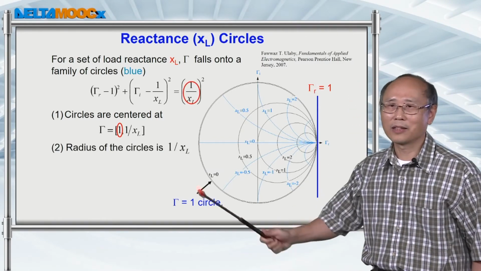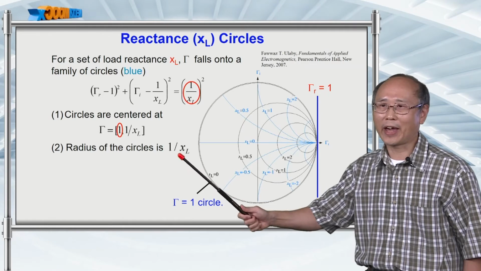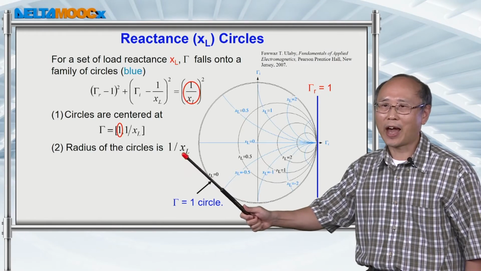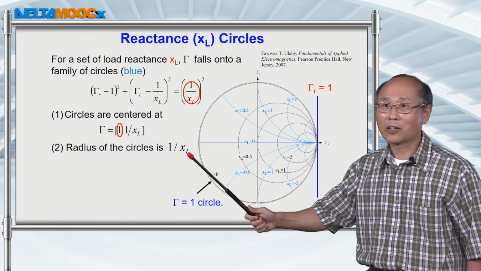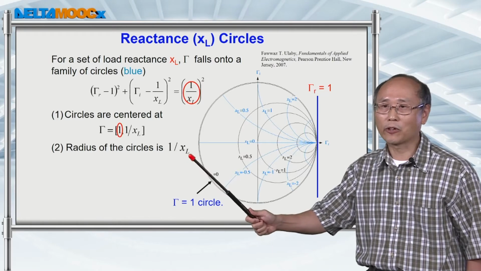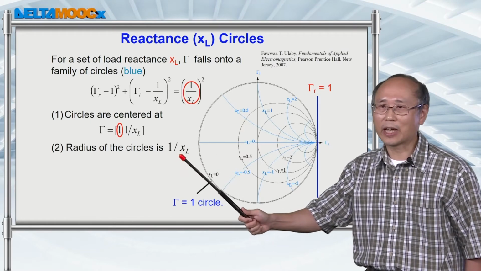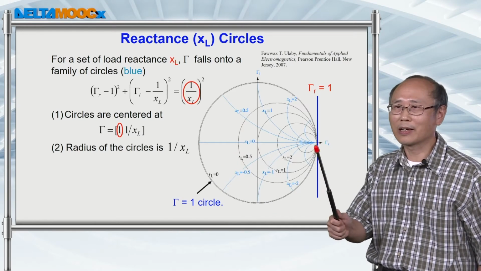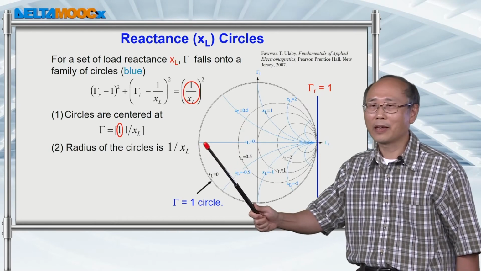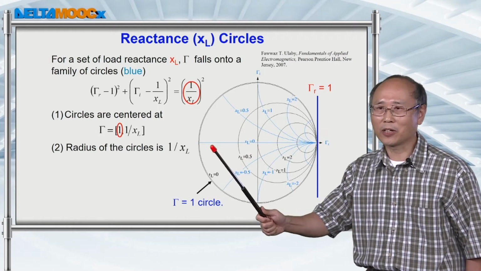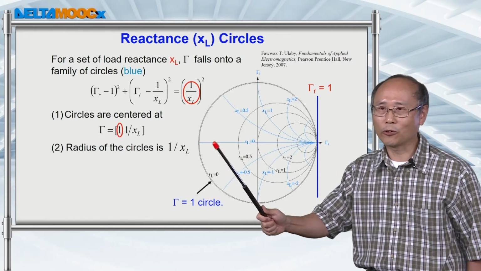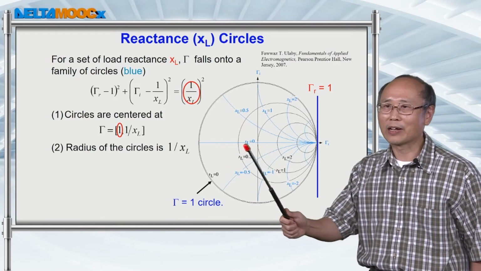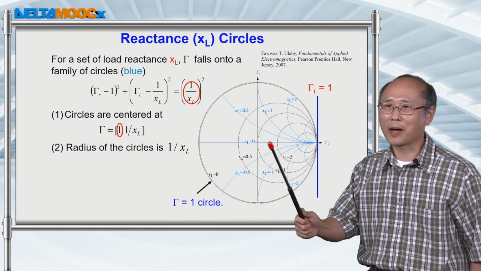And the radius of the circle is 1 over XL. So if you have, for example, a short circuit when XL equals 0, then the radius can be infinite, which is this straight line on this plot. And that is because when you have a radius equal to infinite, then the plot becomes a straight line.